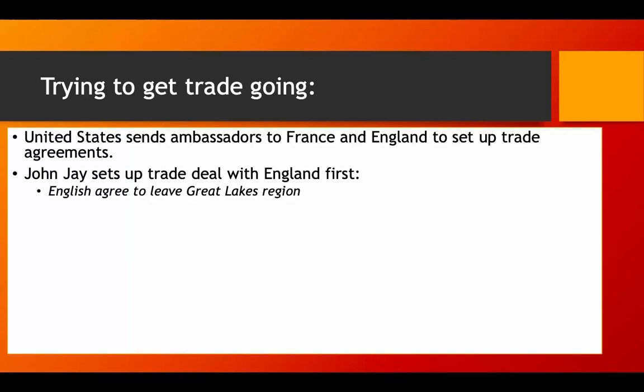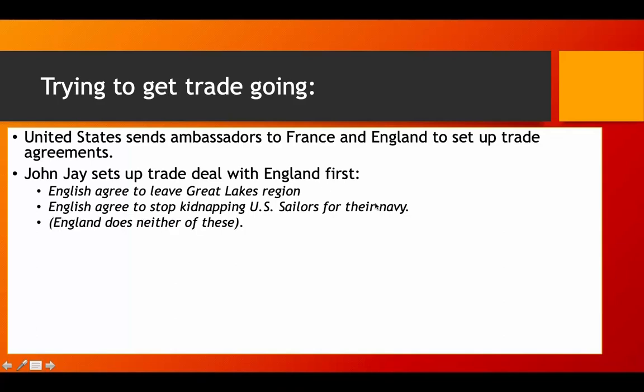But in this trade deal, the English will agree to withdraw their forces from the Great Lakes that America owns. The English will also agree to stop kidnapping U.S. sailors. The English have no reason to actually follow through with this, and they do not. Just so you know, right? Anyway, John Jay goes to England first.